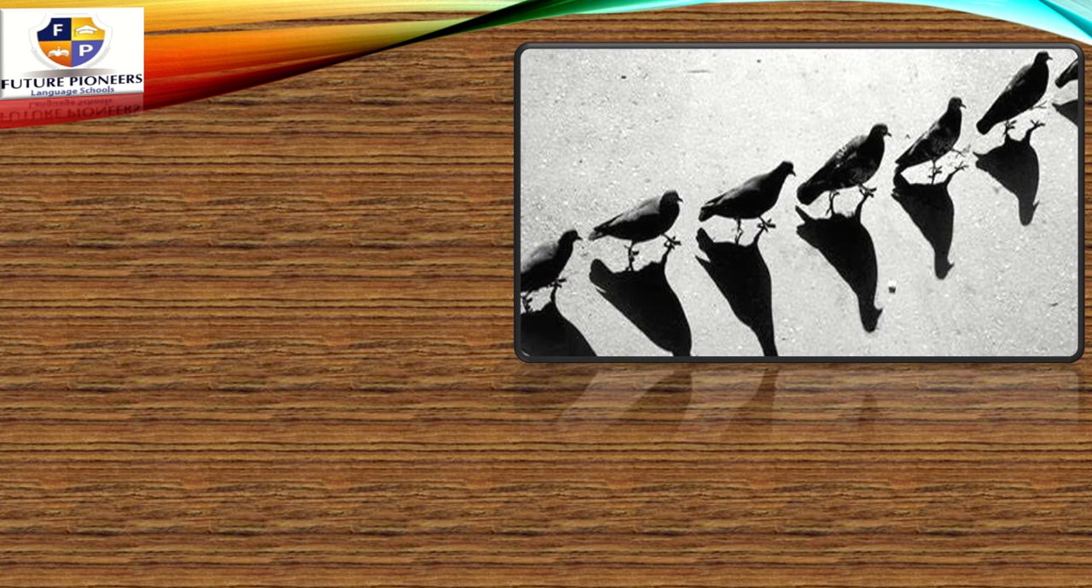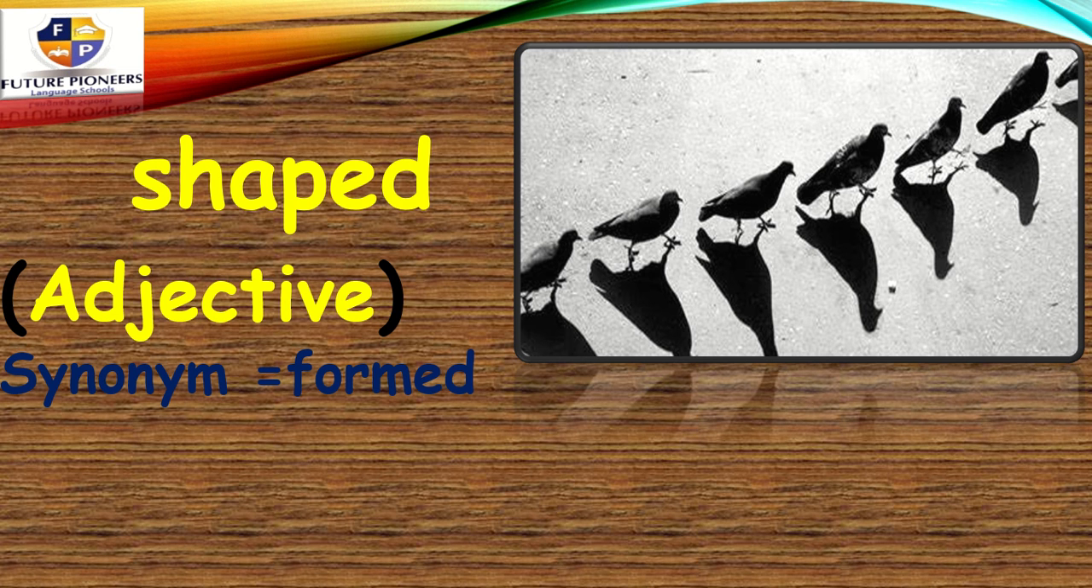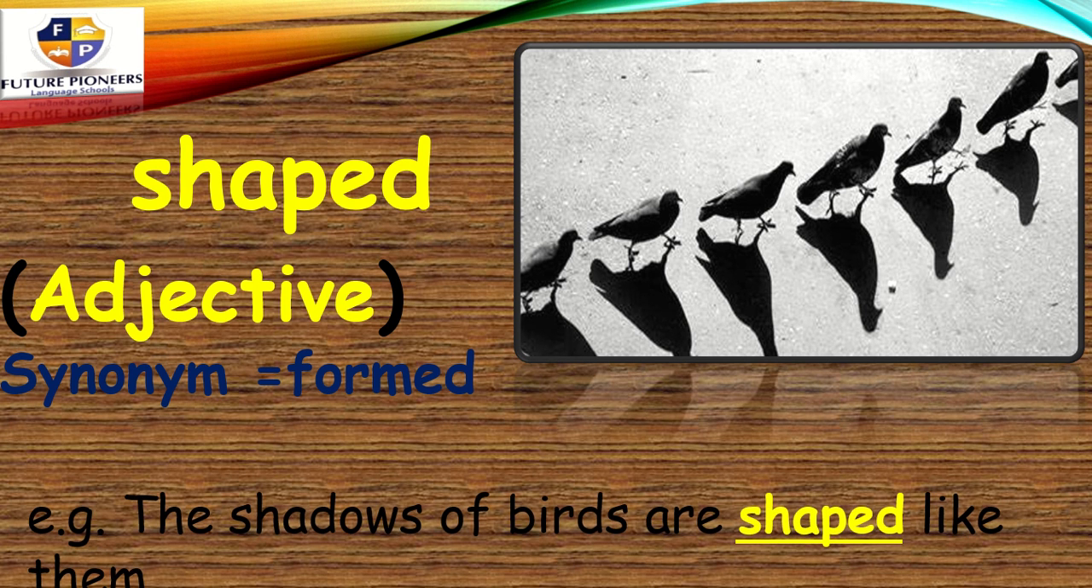What can you see here? Many beacons, they are in a line shape, or they are lined like a straight line. So they are shaped. Don't forget the S and H sound, sh. So this word is shaped. Shaped is an adjective, and its synonym means formed. Let's put this in a sentence. The shadows of birds are shaped like them. So can you see here the shadow? Do you remember what I mean by shadow? It's the dark area formed or appears when you are standing in the opposite of the light source.